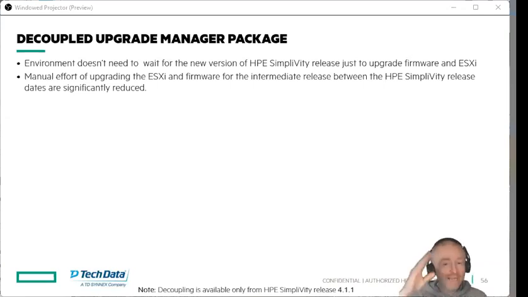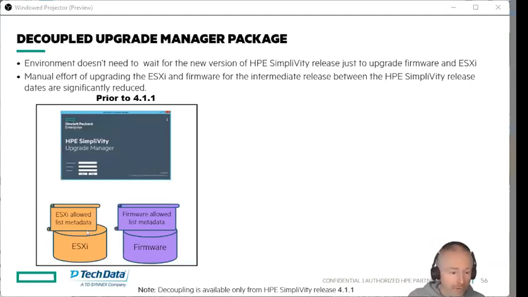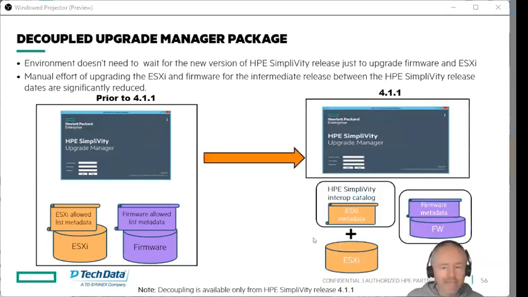But it was always coupled. You had to update that ESXi and that firmware together, but now imagine that there is an intermediate release. I'm thinking about VMware and also some firmware updates that need to be done, maybe for the Log4j issues that we have these days. Prior to 4.1.1, we had our ESXi and our firmware tightly integrated. Now you will see that from 4.1.1 on, you will be able to update firmware and ESXi software independently.